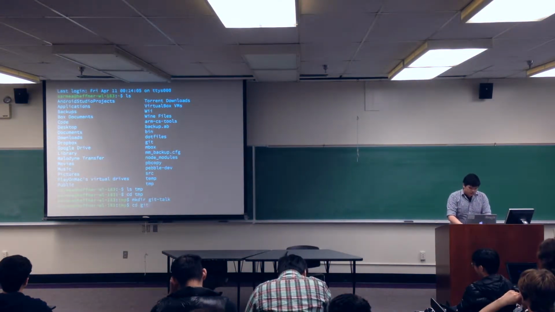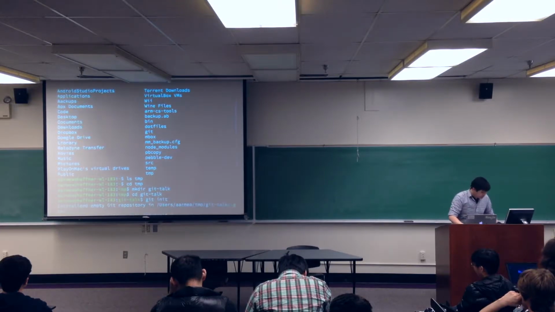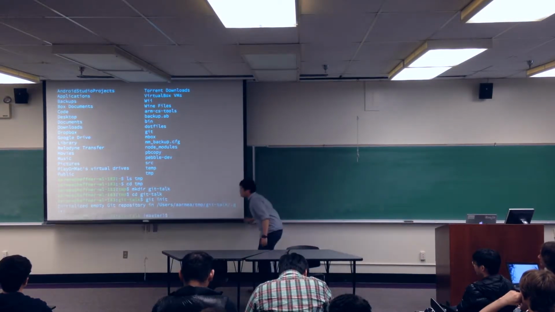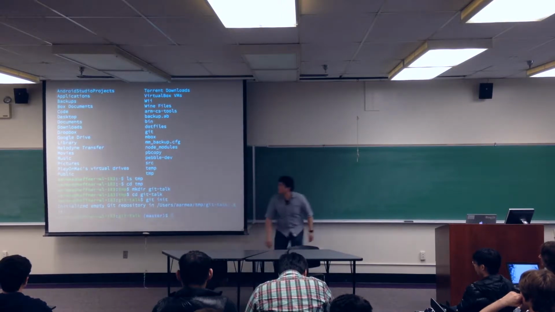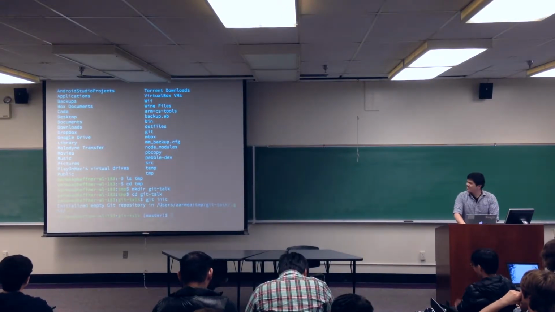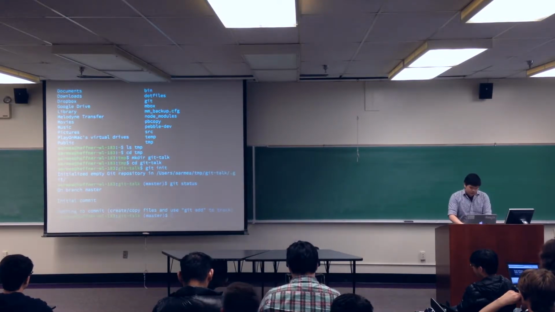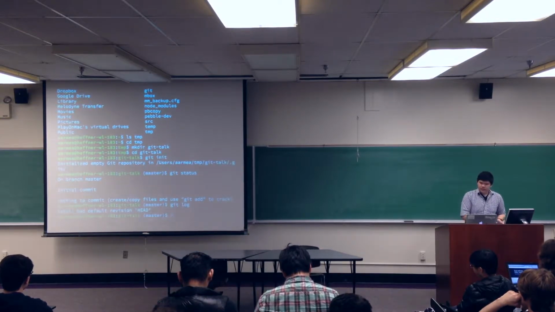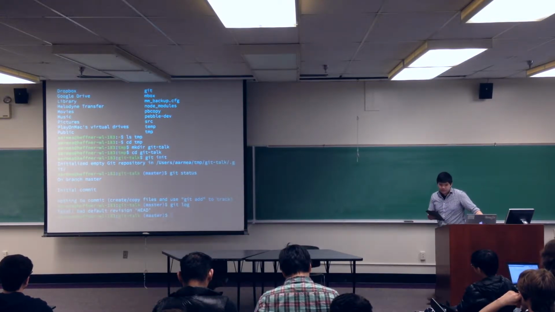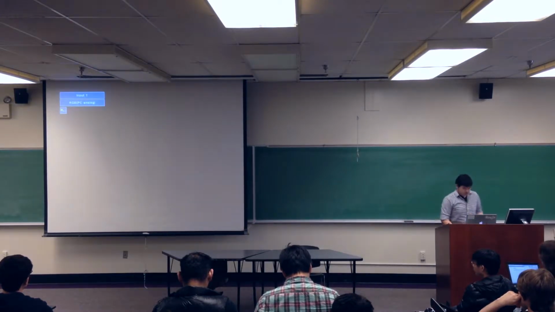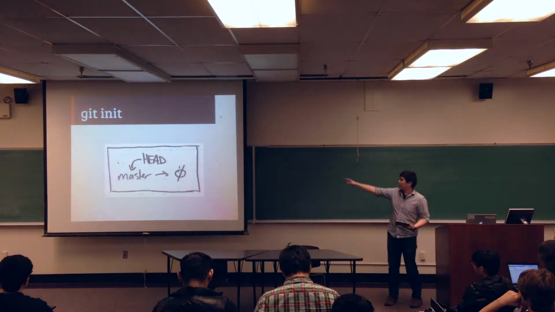So git init creates a blank repository. So git init, and if we do git status, which just tells you, sorry. If we do git status, we can see that it's just initial commit. If we do a git log, which tells you the past history, bad default revision head, showing that it's a blank repository. And as I described, it's pointing to nothing.